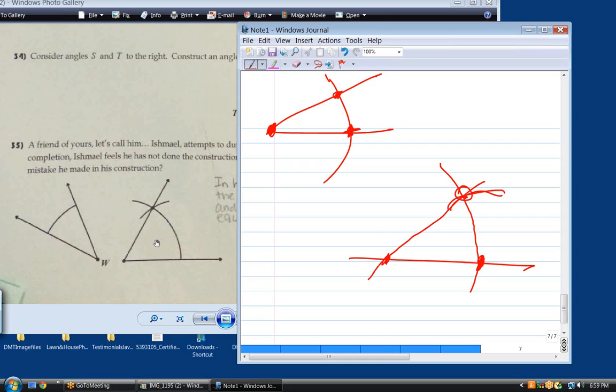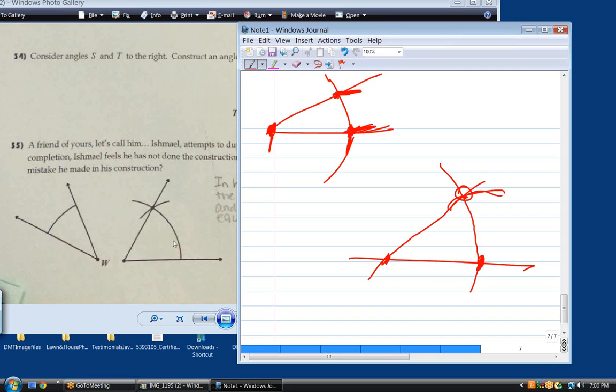Gotcha. Now, what he did, it looks to me like, is he used the same measurement of the original arc to draw this arc. He didn't change it. In other words, notice that the distance I have from here to here is not the same as the distance from there to there. And yet on his drawing here, it looks like it is the same. So if you don't change your compass, you're going to get his mistake.